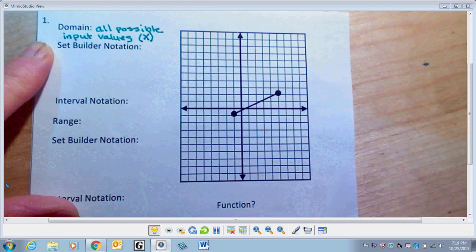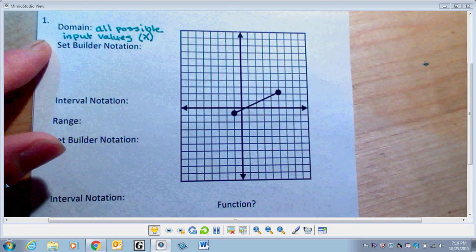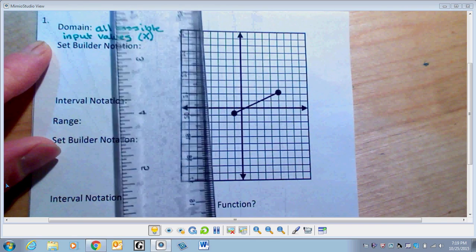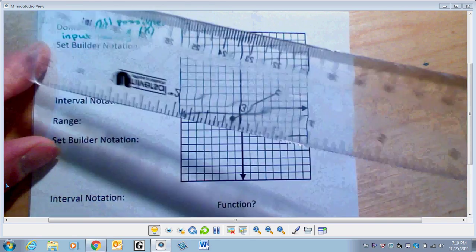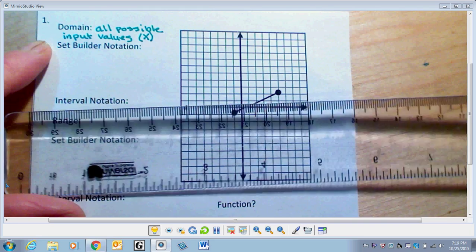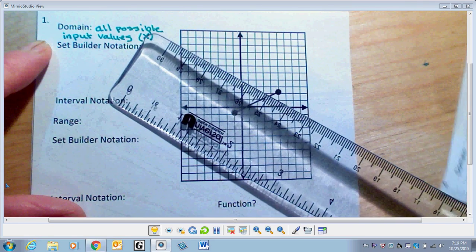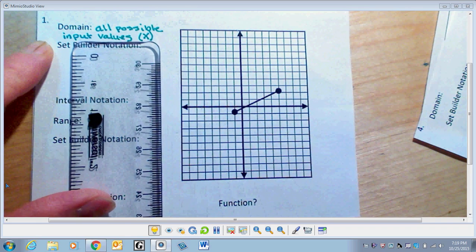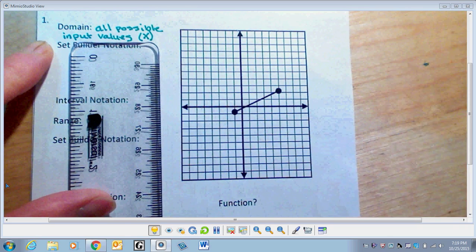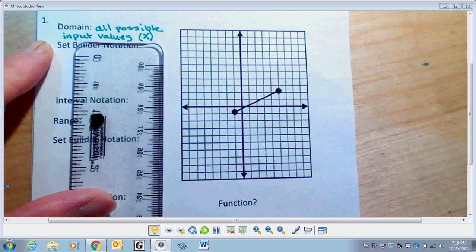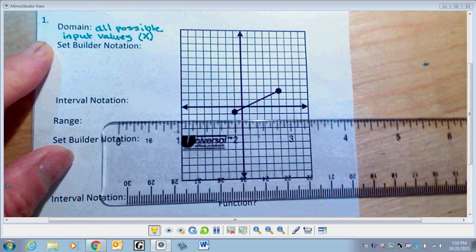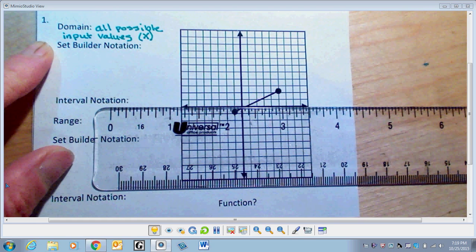So one thing I want you to do is take a ruler, and your ruler can only go vertical or it can only go horizontal. I want you to place your ruler such that it's always touching your input values. In other words, your x values. That means that I can slide the ruler. A lot of you want to put it right on the x-axis like this.